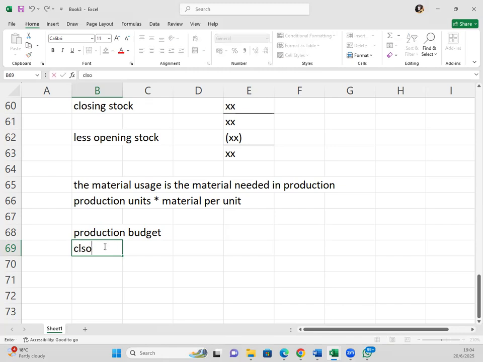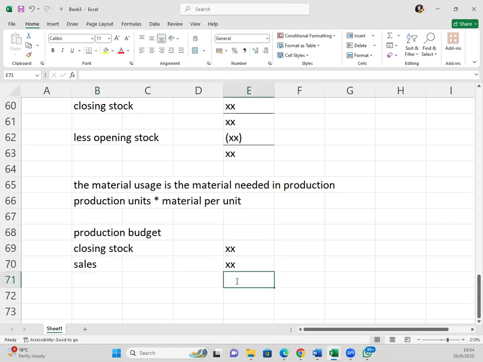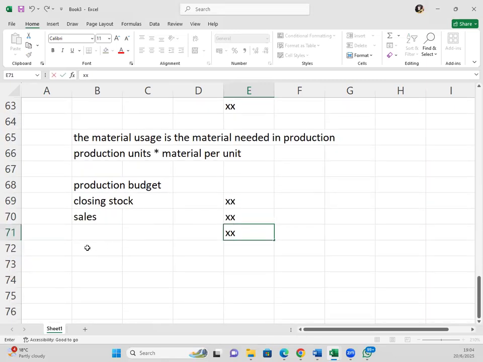We say closing stock plus sales less opening stock. That's the production budget. Closing stock plus what you're planning to sell, less your opening stock. This will give you your budgeted production.